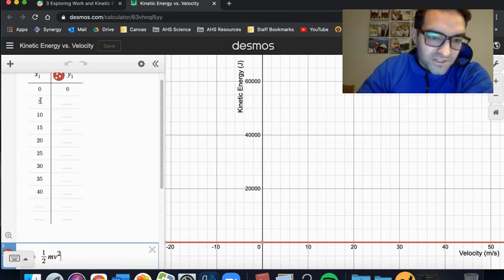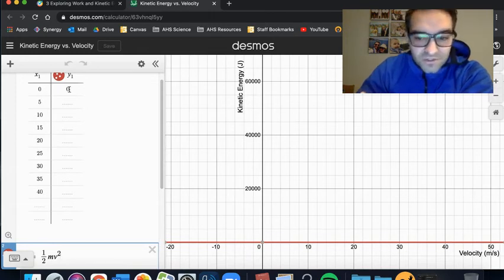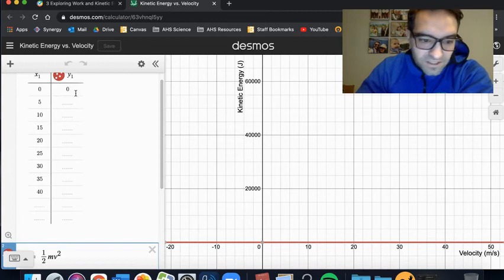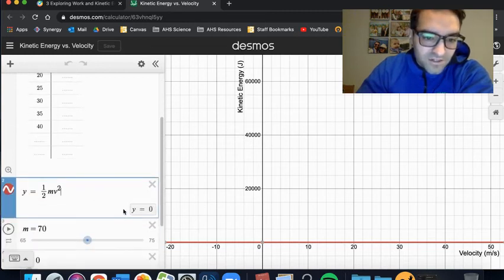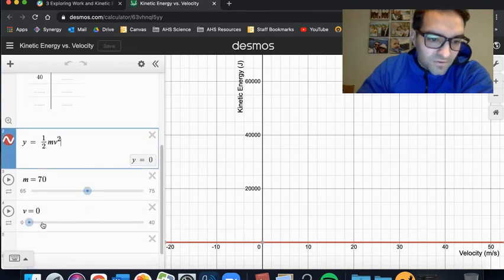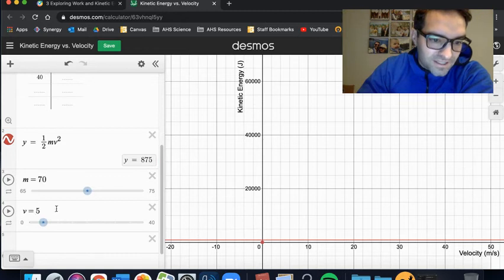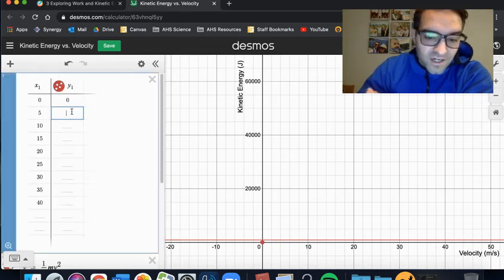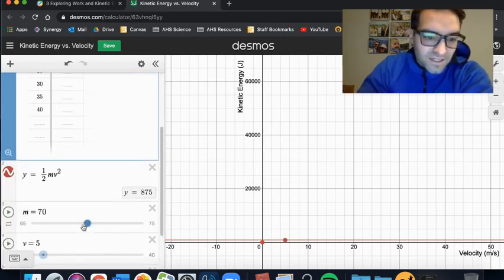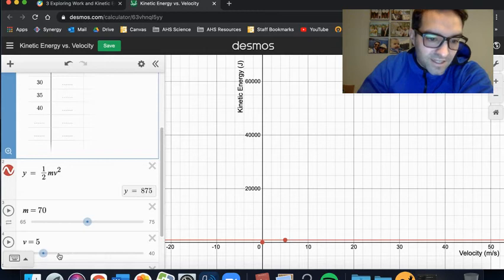Your first calculation is going to be for 0, but you already know that: everything would be 0. Each of these then goes up by 5. So if I click this, now the velocity is 5 meters per second, and my y value, which is kinetic energy, is 875. So I can fill that in. Then I can click to the next one.